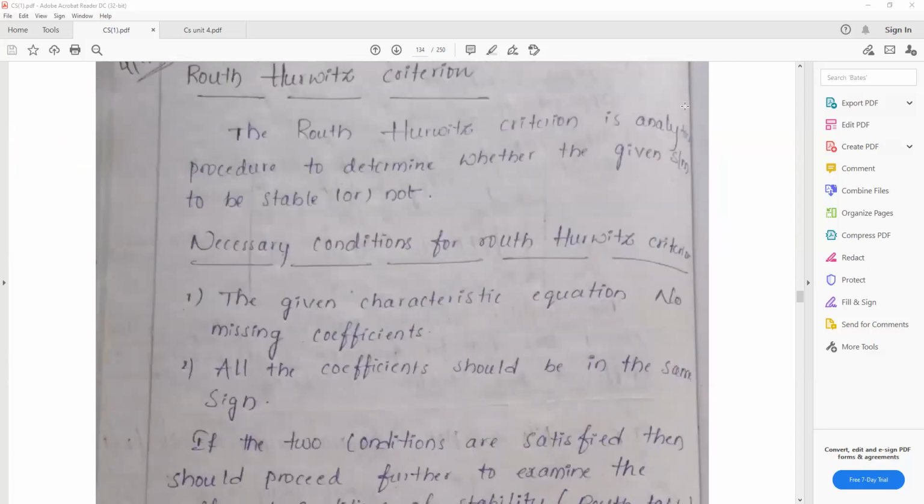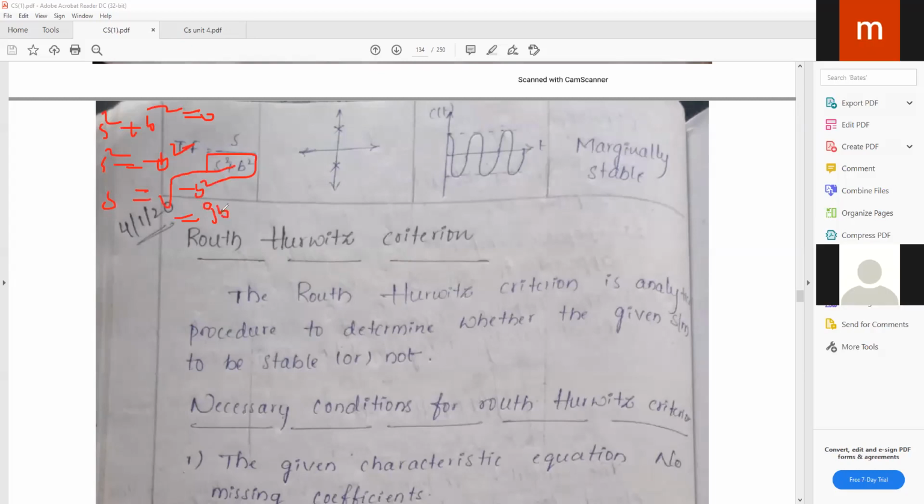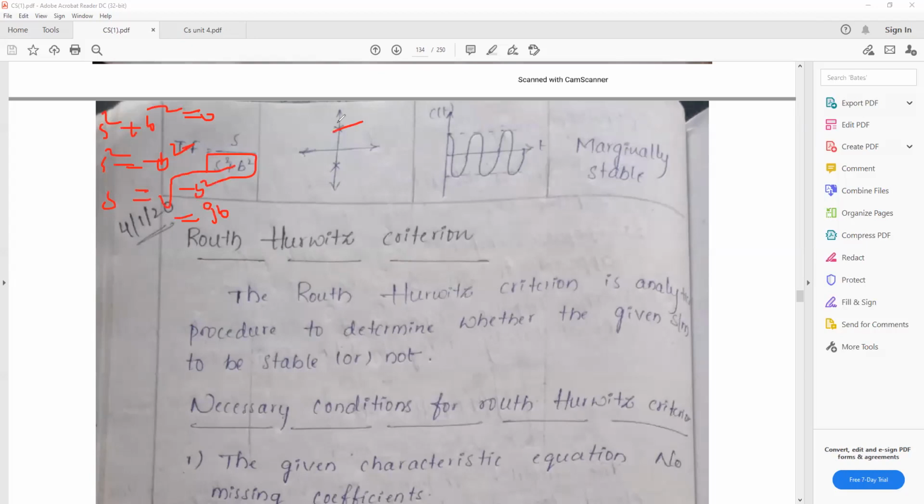Routh-Hurwitz stability criterion. So in the last transfer function, s by s square plus b square. So find the roots. s square plus b square is equal to 0. So s square is equal to minus b square. So s is equal to square root of minus b square. Square root of minus 1 is j, into b. So in this one, plus jb and minus jb.